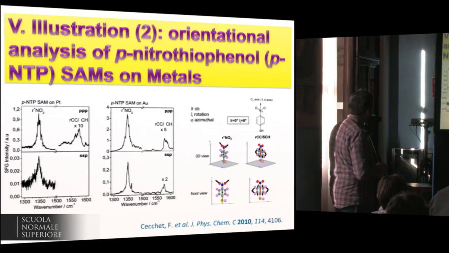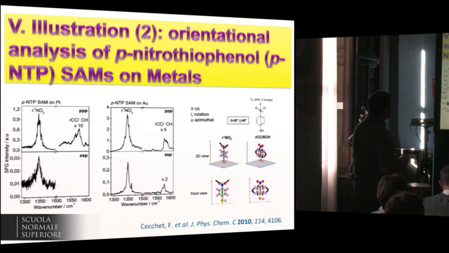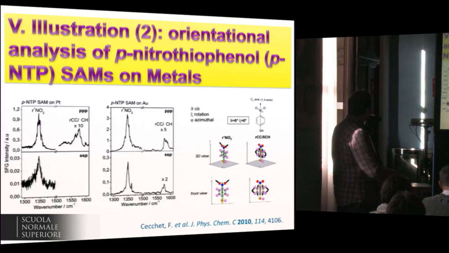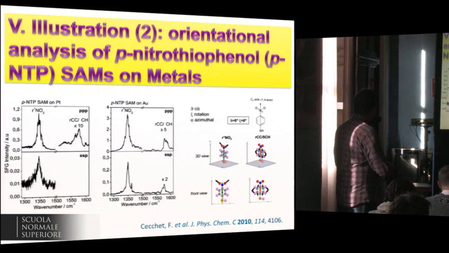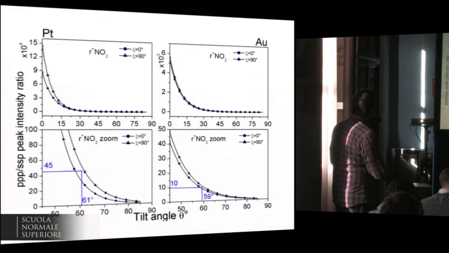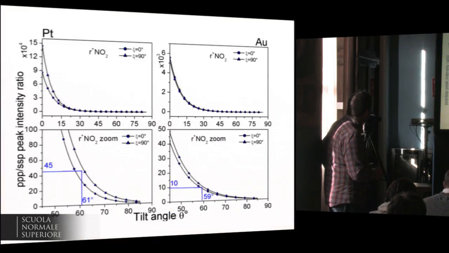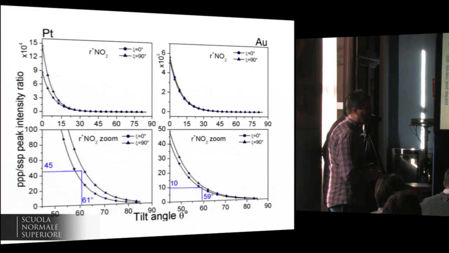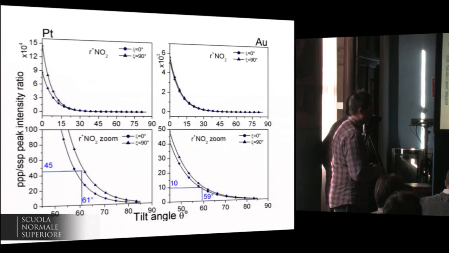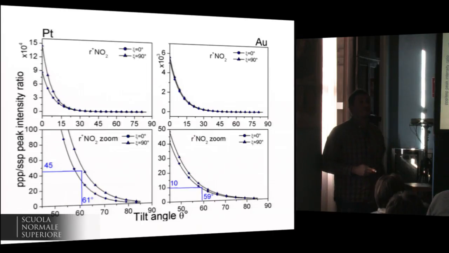Second illustration. The molecule which is adsorbed at the surface is a nitro-substituted thiophenol. This is again on platinum and on gold. And I will show you that considering SFG alone is not enough. If you just consider SFG, you see again a reduction of the intensity when you go from PPP to SSP. Typically you have a reduction by a factor of 45 here, and by a factor of 10 there. And you can deduce that the tilt angle is about 60 degrees.